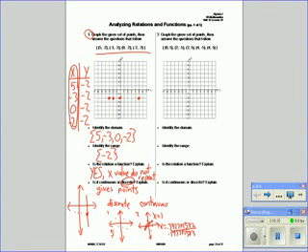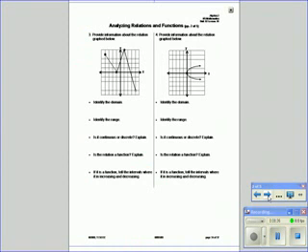Now let's turn the page. Number 2 you're going to do on your own if you haven't already. So let's look at number 3.